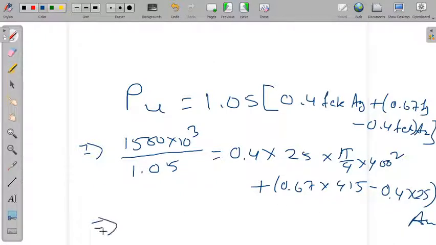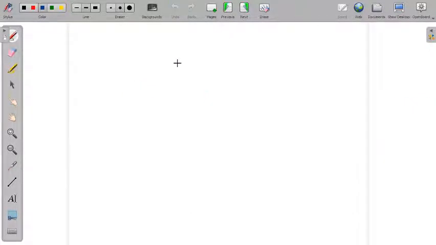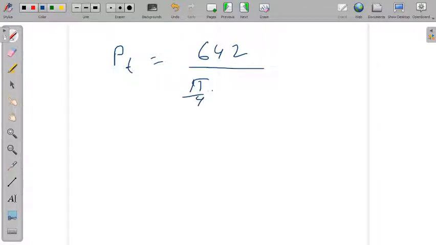Okay, now you can do the calculation. If you calculate this as per the calculation I have with me, ASC is equal to 642 mm square. So 642 mm square is coming as the main reinforcement. Now you have to check whether it is satisfying the minimum reinforcement criteria or not. So you calculate the percentage. This is 642 divided by gross area, pi by 4 into 400 square, into 100%. How much is it coming?